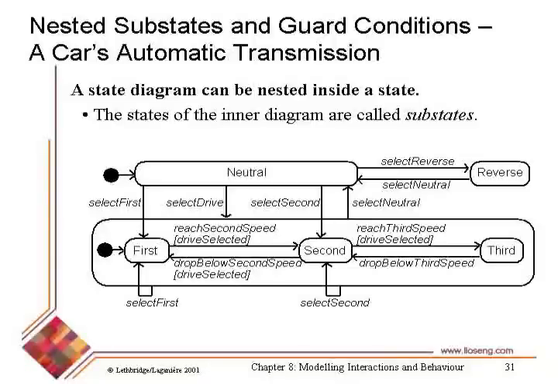A few things to notice. If I'm in third and I drop below third speed, I will go back to second. There's no guard condition on that. The reason is that there is no other thing that can occur. There is no way that I could manually get to third. I can only get to third automatically, because on most cars with an automatic transmission, there's no way to manually select third. It's only selected automatically. And so under those circumstances, I really don't need to have that guard condition drive selected. It's not necessary.